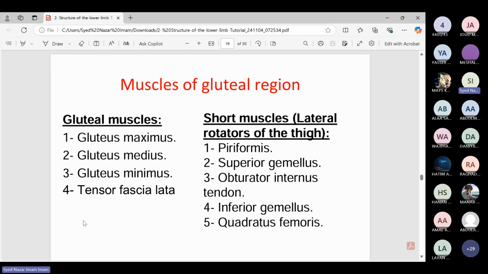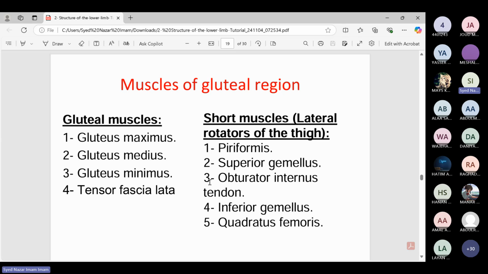And above the ischial tuberosity, we have the posterior surface of the hip bone. So in the thigh, we have the posterior compartment coming from the ischial tuberosity, and just above the posterior compartment, we have the gluteal region. So the muscles of the gluteal region, where will they come from? From the posterior surface of the hip bone.